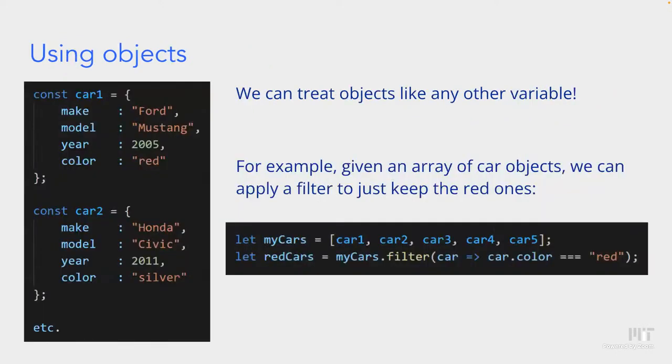Okay, and also you can use objects like any other variable. You can even put it in arrays. Like arrays, they can have mixed types, so that's also fine. And you can use it on functions like filter and map. So in this case, you're going through my cars, and then you're running this filter that only gives you back the cars whose color is red. So that's what the last line means.